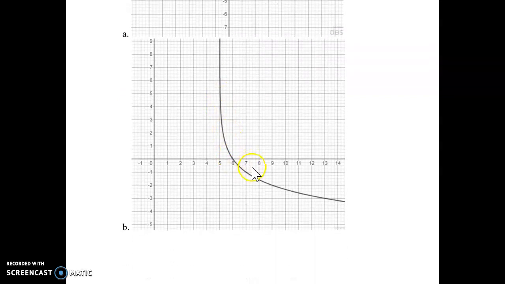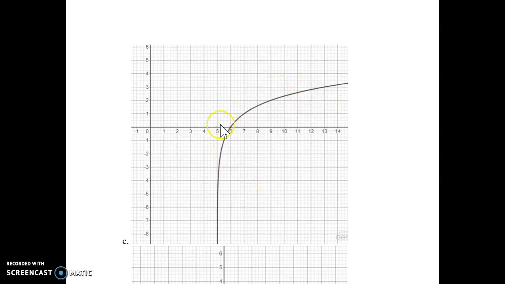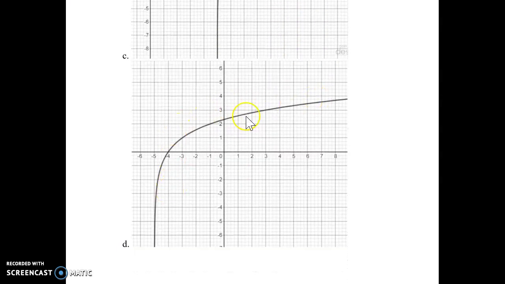Notice that you missed the key points. Even though this is decreasing, your key points are missed on this one. This one is an increasing function, so therefore it's not it. This one is an increasing function, so therefore it is not the correct answer either.